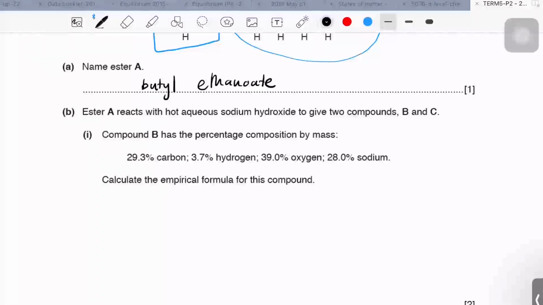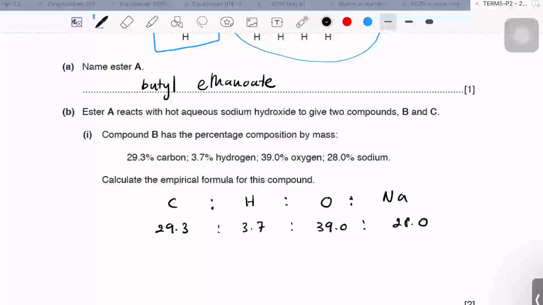Now we have to calculate the empirical formula. We have this method: we find the molar ratio of the atoms. So we have carbon, hydrogen, oxygen, sodium. Now you can see they have given the percentage of each. So write down their percentage by mass: 29.3, 3.7, 39, 28.